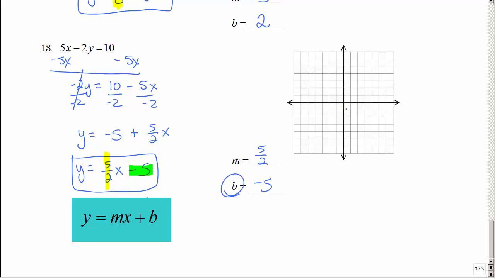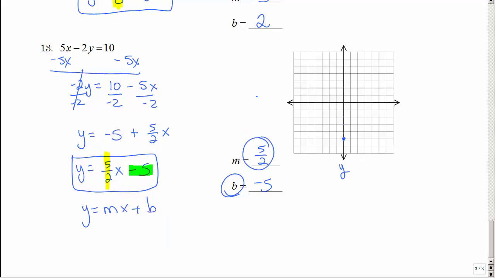Again, alphabetical, do b first. That always goes on your y-axis. And then we're going to do rise over run. 1, 2, 3, 4, 5, up 5, over 2. 2, 3, up 5, over 2.